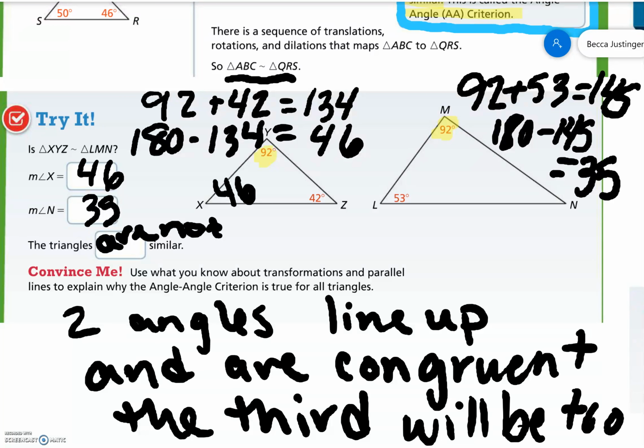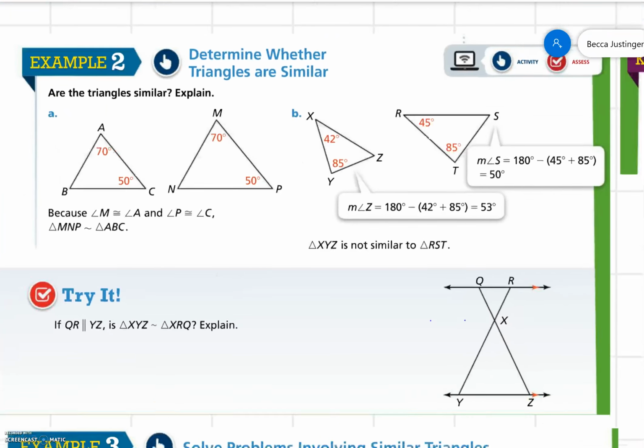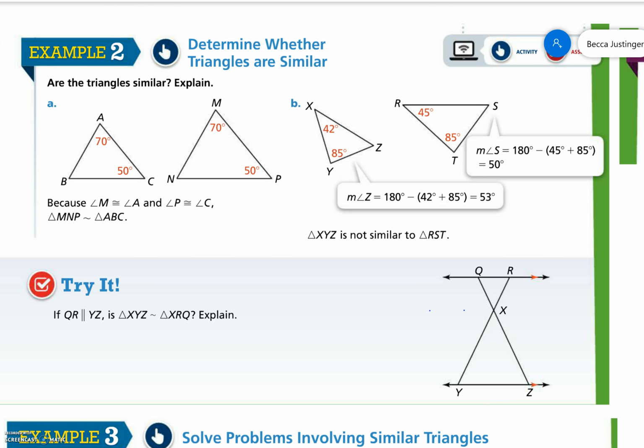Because of the fact that all angles of a triangle add up to 180 degrees. Example number 2. Are the triangles similar? Explain. Well, here we've got 70 and 70 and 50 and 50. So yes, by the angle-angle criterion, AA, the triangle MNP is similar to ABC.